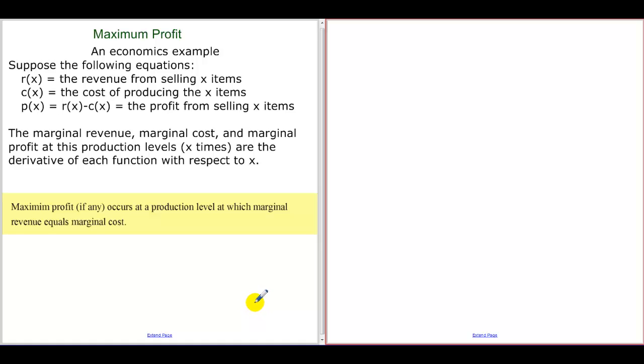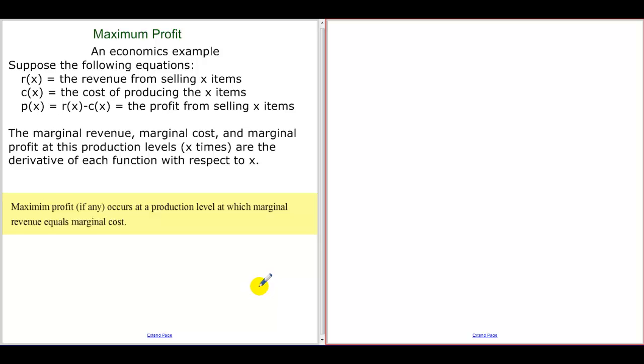Today we're going to be talking about maximum profit. This is a good economics example. If you end up taking business calculus in college, you're going to be using this a lot. If you're pursuing a business degree, you're probably going to be taking business calculus.